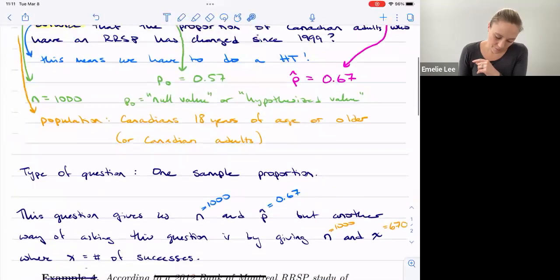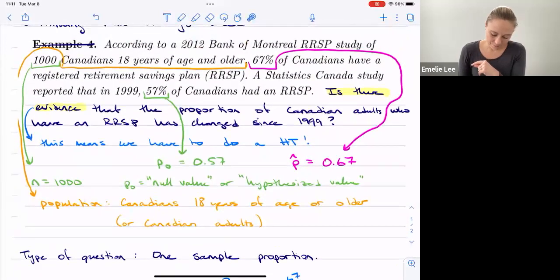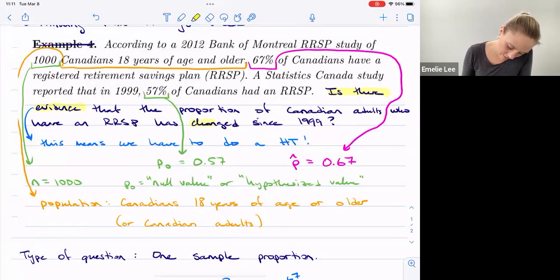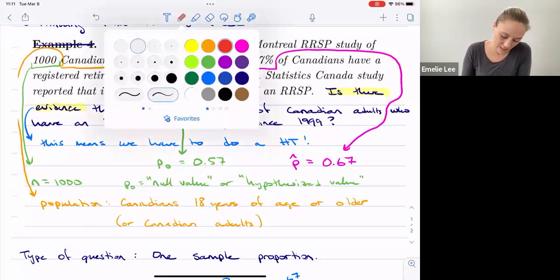So we've identified the sample size, we've identified the null value, the value that I want to compare my sample proportion to. I also have my sample proportion, and we've identified the population. So this is the population that we will be able to talk about in our conclusion. So let's see here. We want to know if there's been a change since 1999.